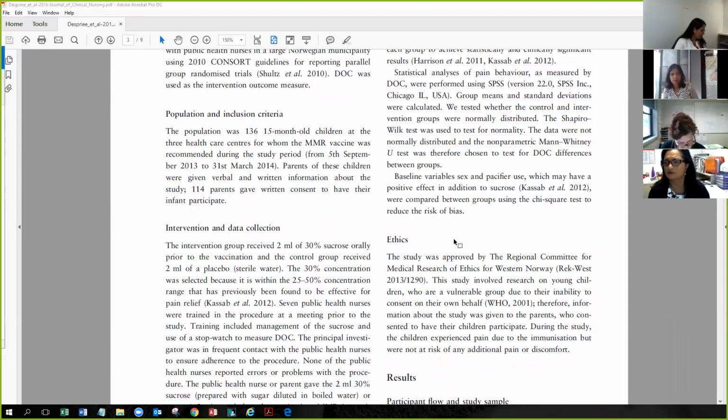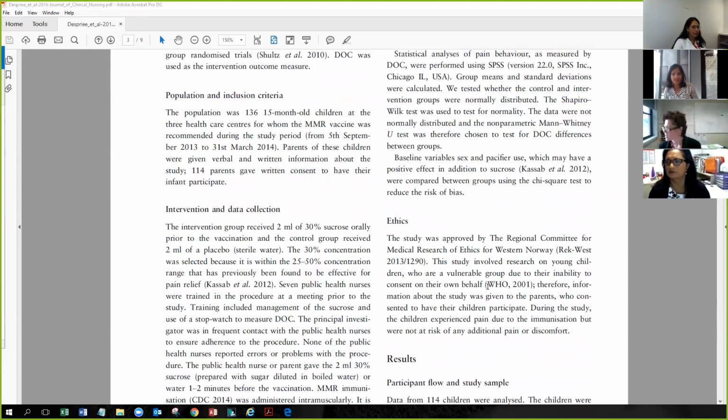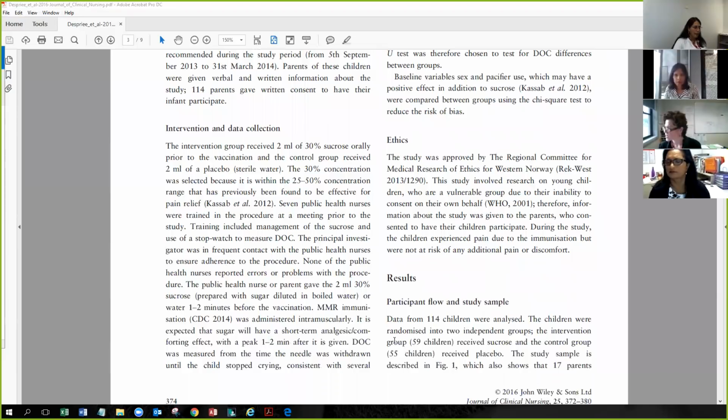I've got the results. Can you see anything here for data analysis? We've got your data from here. We analysed: the children were randomised into 2 independent groups. The intervention group received sucrose and the control group received placebo. Shija, would that be where it's talking about it there? No, it's under analysis. Under analysis, sorry.